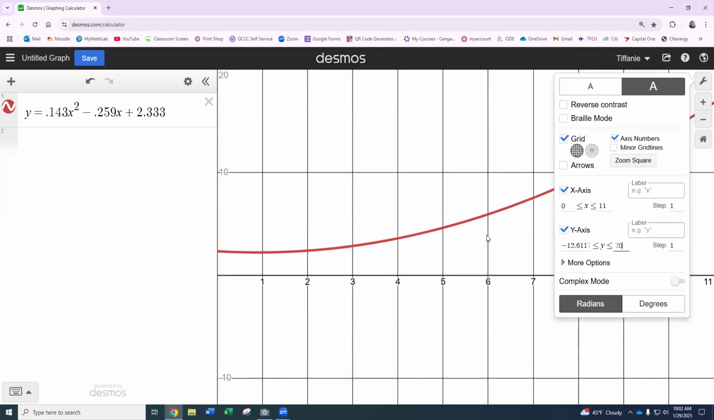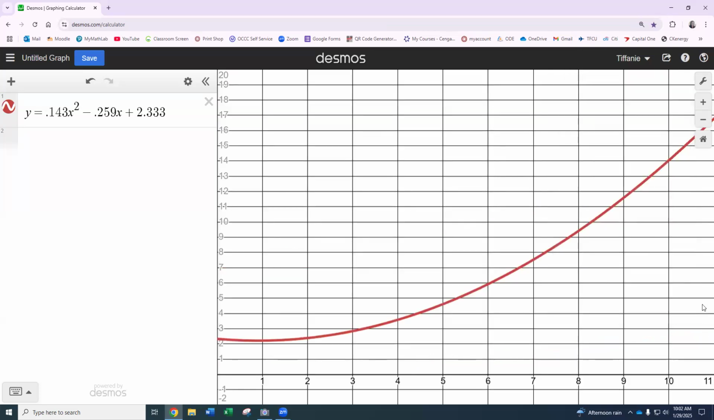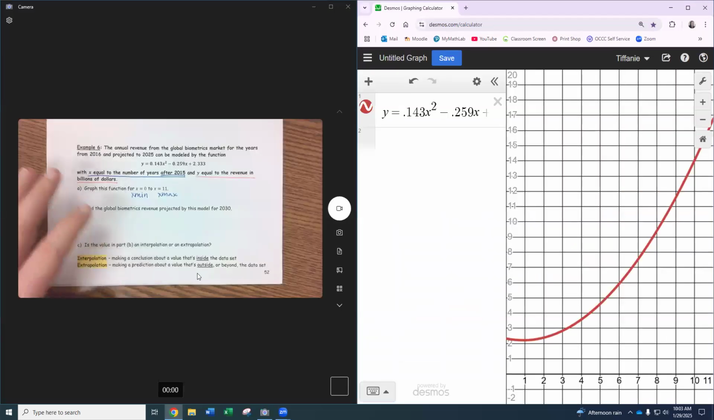Same thing, I really don't need all of this down here, but that's not as big of a white space, so let me go maybe -2. So here's a better use of my screen and of that graph. It fits in this viewing window a lot cleaner. So part A, check, we have graphed this. For the context of this problem we don't need this, but we'll talk about it later.